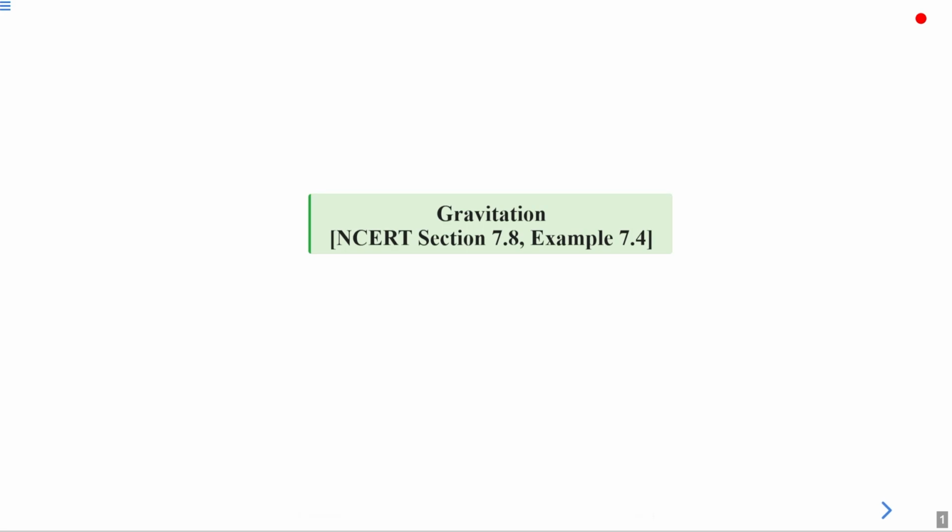Hello students, in today's lecture we are going to learn about gravitation, NCERT section 7.8, and we will also solve an example 7.4.